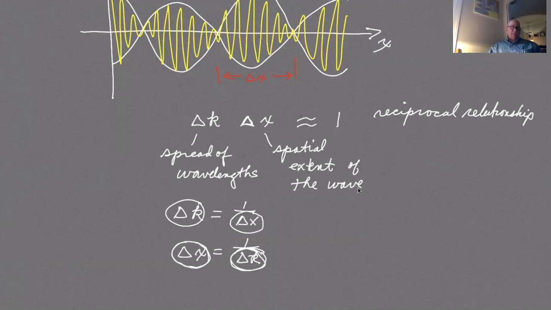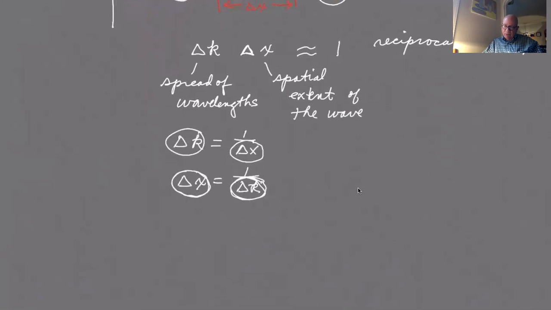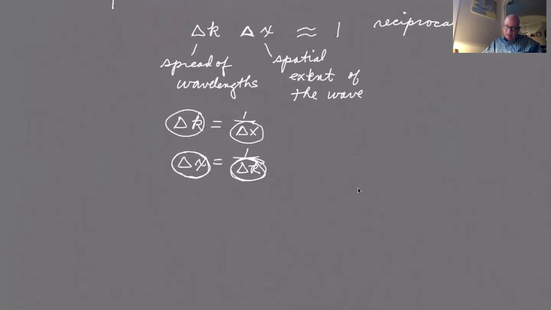So this reciprocal relationship is rather important. Okay, so getting back to just one more little tidbit, getting back to the group velocity, which was going to be equal to d omega dk.